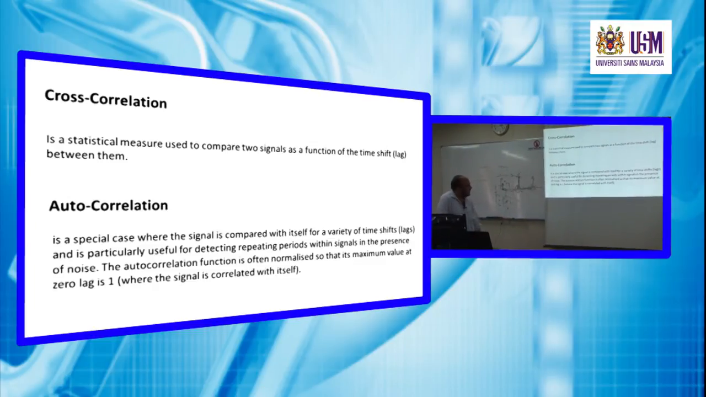The autocorrelation function is often normalized. Normalized means making the maximum value equal to 1. So if I'm normalizing something, I am dividing by the maximum value of this array or vector, so that the maximum value will be unity at zero lag.